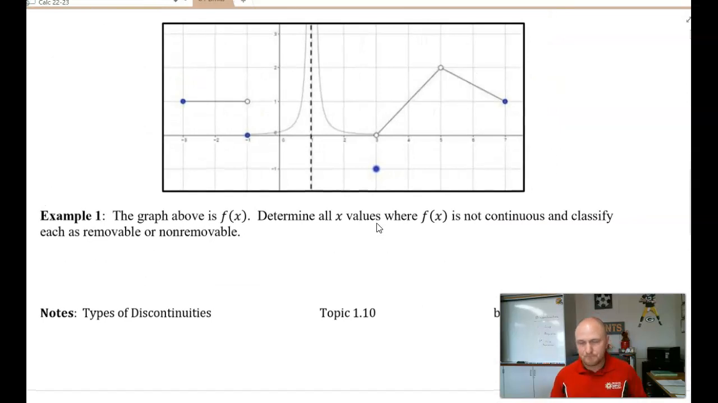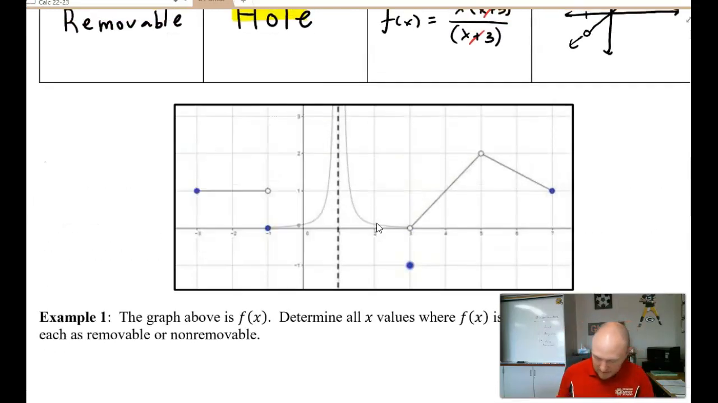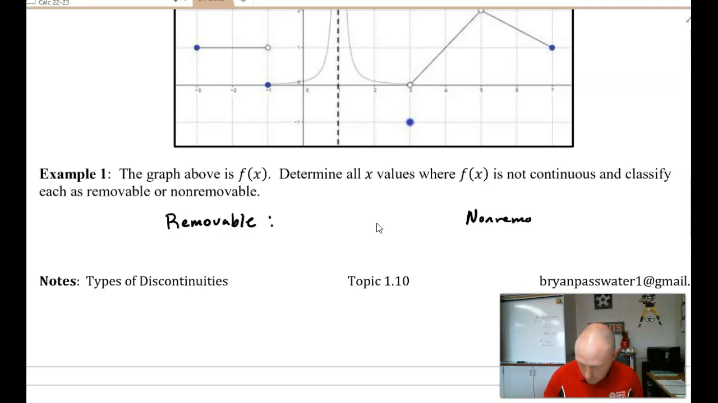Example number 1. The graph above is f of x. Determine all x values where f of x is not continuous and classify each as removable or non-removable. So for these problems, what I love to go ahead and do is I go ahead and write, okay, removable. And non-removable.